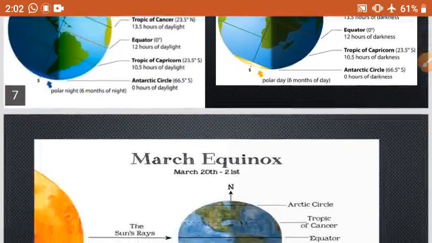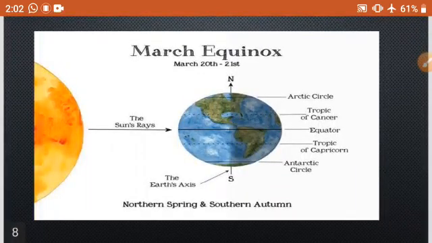And during equinox we see that both the poles are getting heat from the sun. So we observe northern spring and southern autumn during March equinox, and on 23rd September it is autumn season in the northern hemisphere and spring season in the southern hemisphere, and it is opposite on 21st March, when it is spring in the northern hemisphere and autumn in the southern hemisphere.